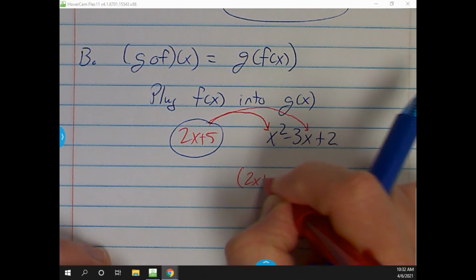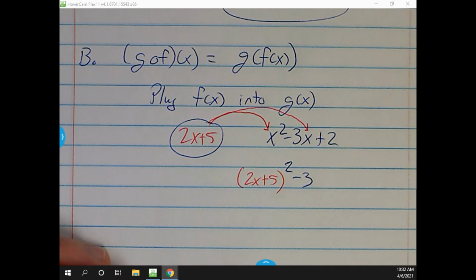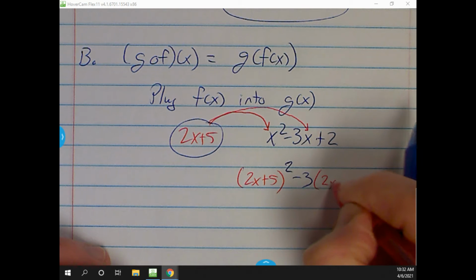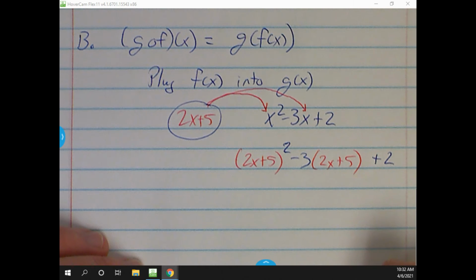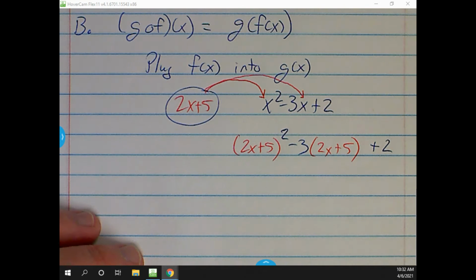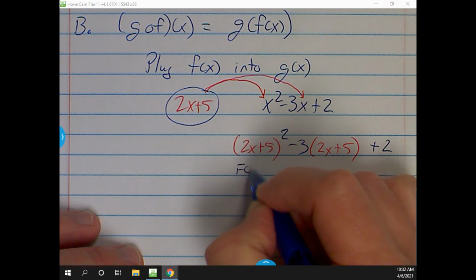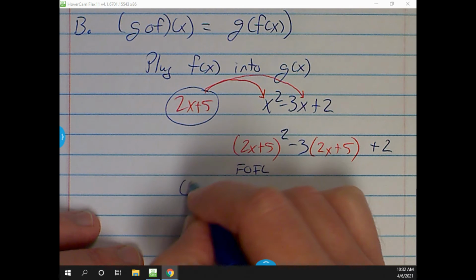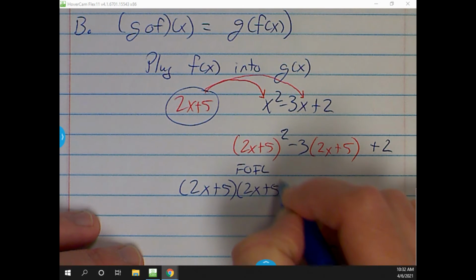So it's 2x plus 5 squared minus 3 times 2x plus 5 plus 2. Okay, and again, it's not necessarily plugging in twice that makes this one hard. It's not really hard, it just makes it longer. When you've got 2x plus 5 squared, that means you're going to have to do the full method, which means you have to write that one out as 2x plus 5 times 2x plus 5.